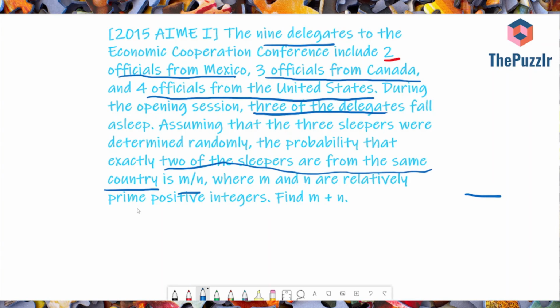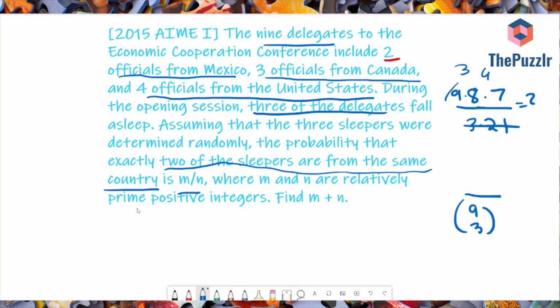So we're going to have a probability, right? The total number of ways is 9 choose 3. So we have 9 choose 3 on the bottom, since there's 9 delegates, and we can pick any 3 of them to be the ones sleeping. So 9 choose 3 is 9 times 8 times 7 divided by 3 times 2 times 1. So 3 and 4 cancel out, 3 times 4 equals 12, times 7 gives us 84. So this on the bottom is equal to 84.